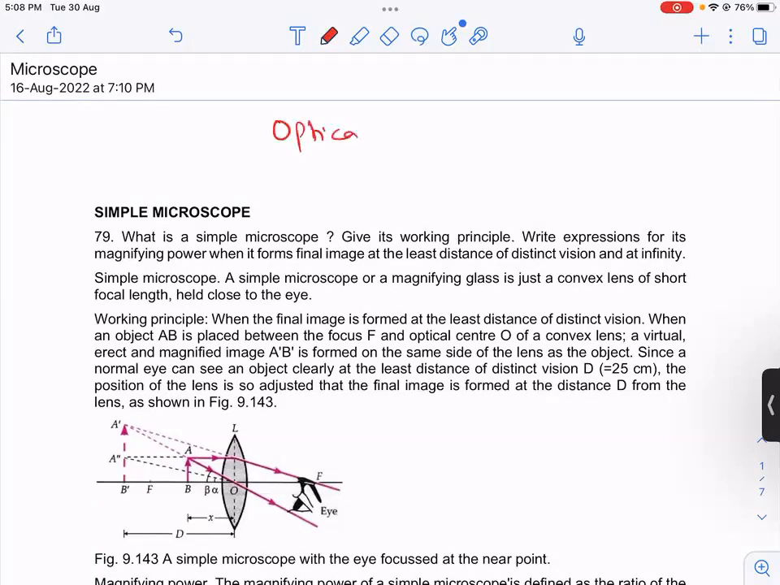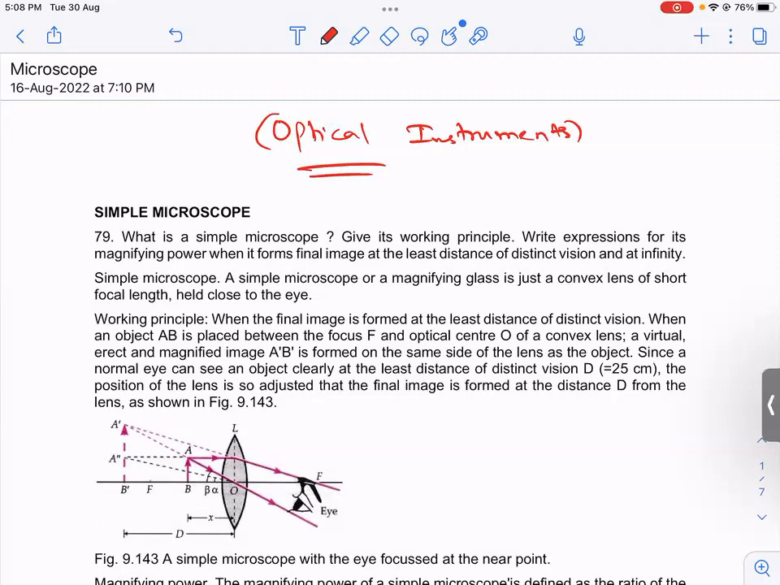So we will discuss optical instruments. What are optical instruments, and why do we use them? Let us say there are certain objects that we are not able to see with the naked eye, meaning without the help of magnification, right? So there are certain things which you can't observe.